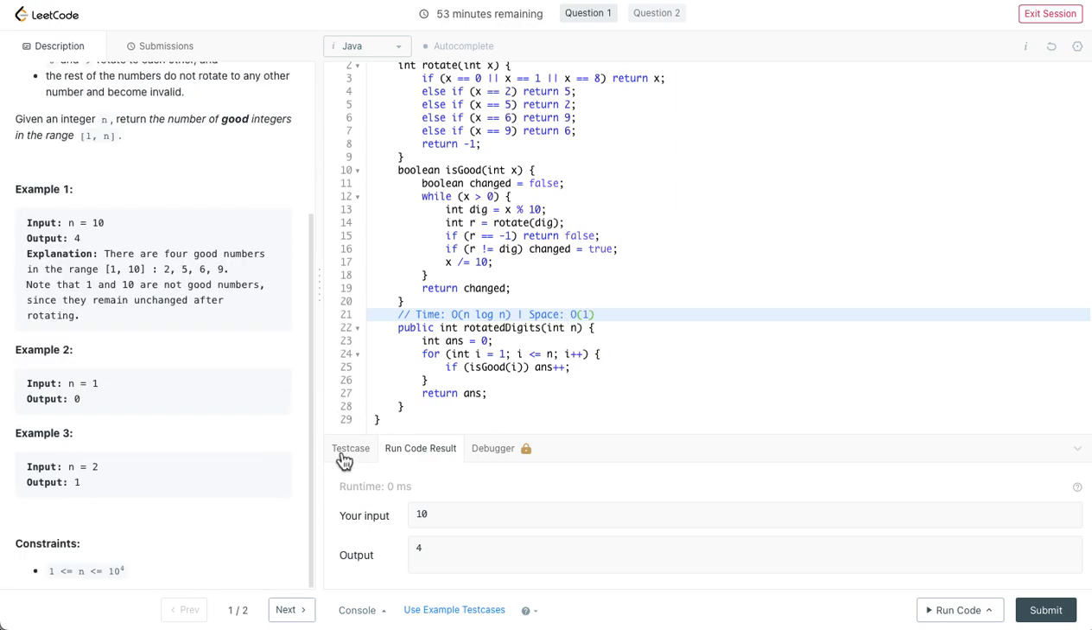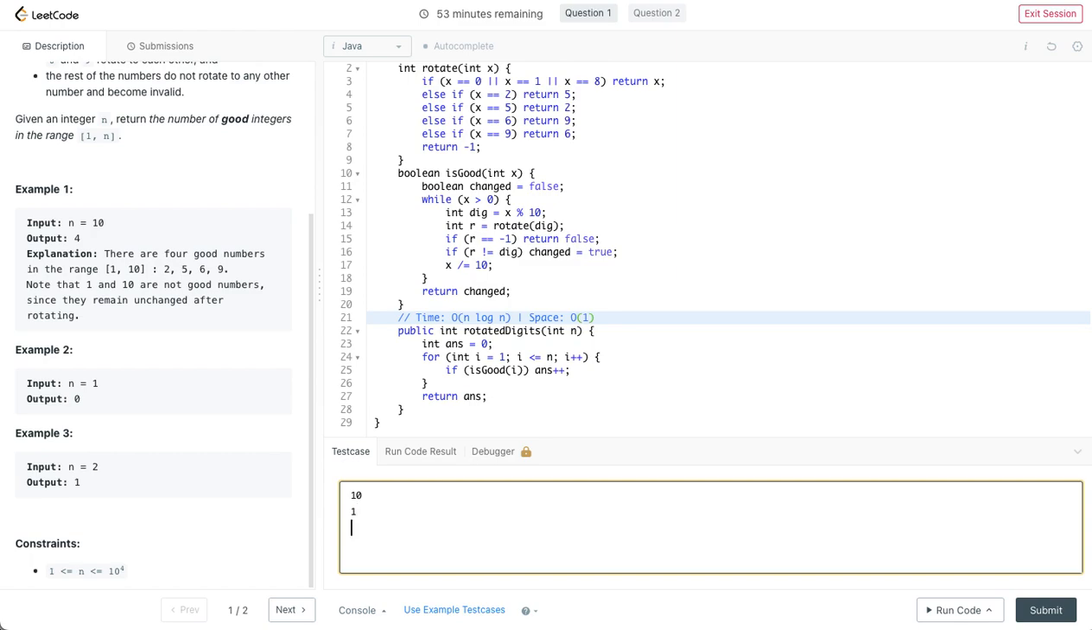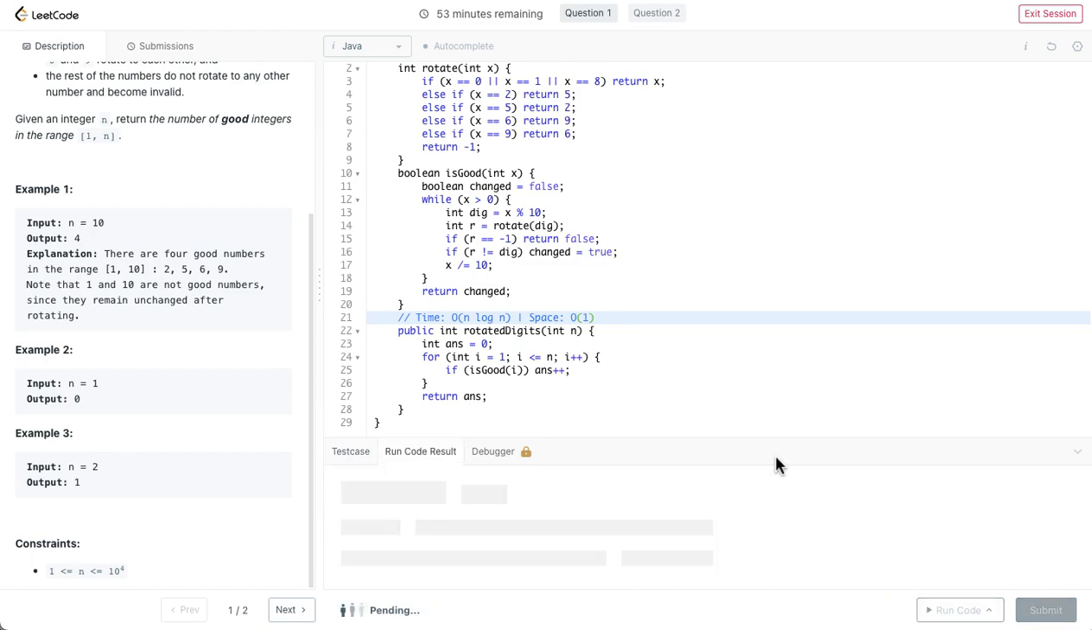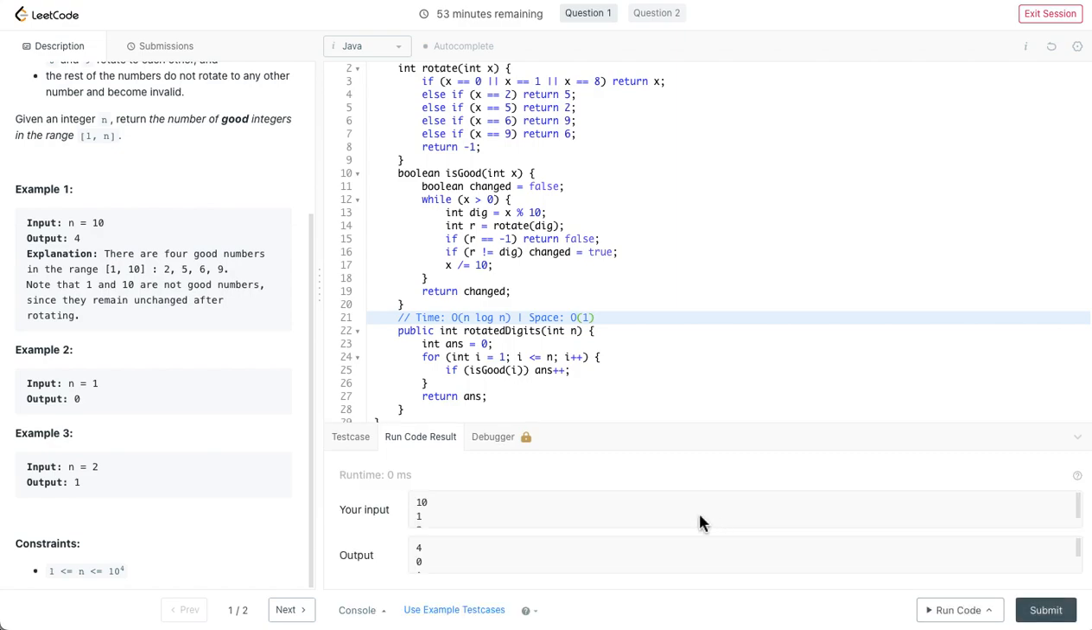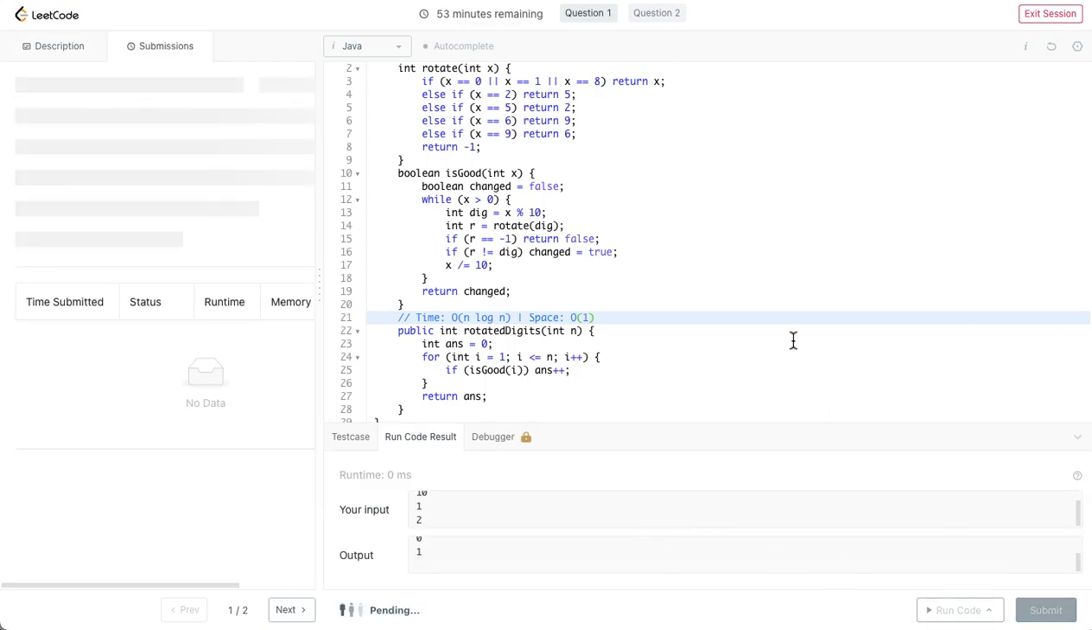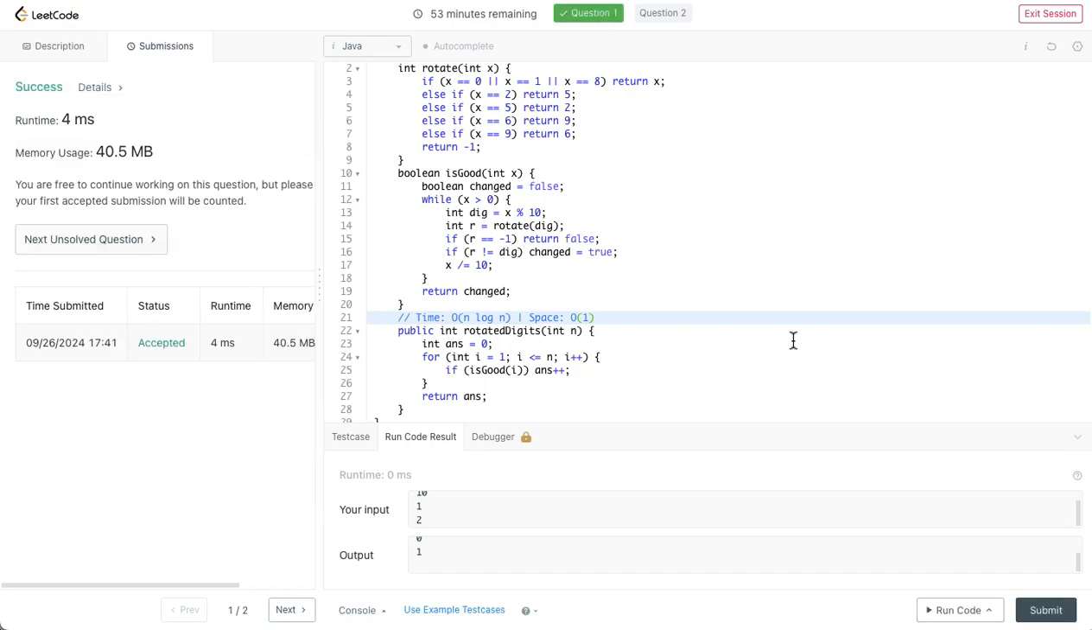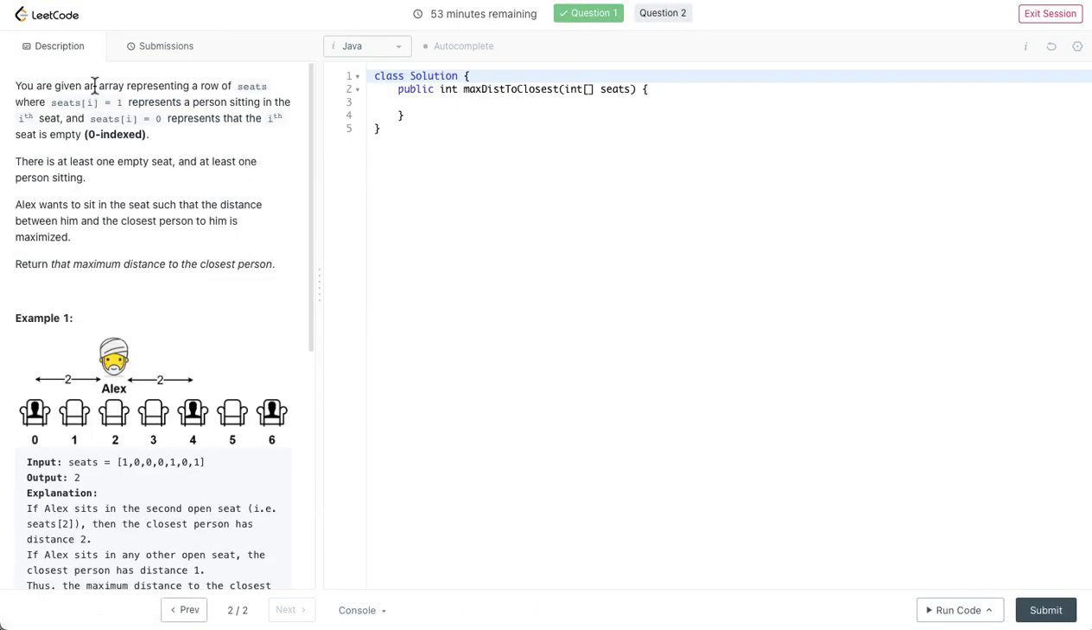Okay, let's try another test case. It's 10, so it is 4, 0, 1 in the result. 4, 0, 1, yeah, that's the result. Let's submit. Accepted. Let's go to the next question.